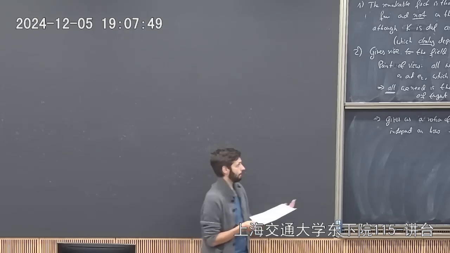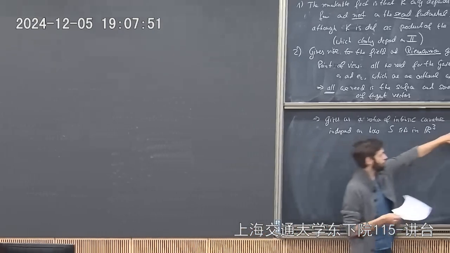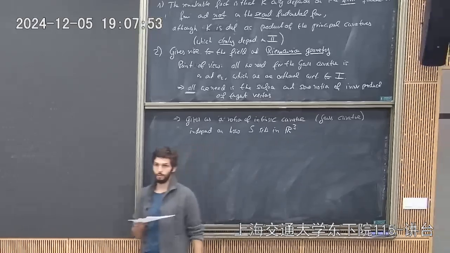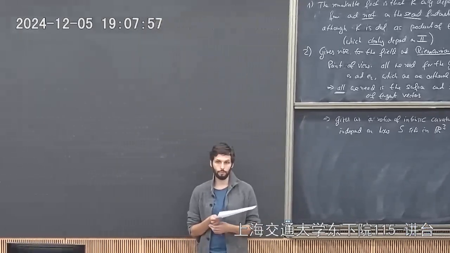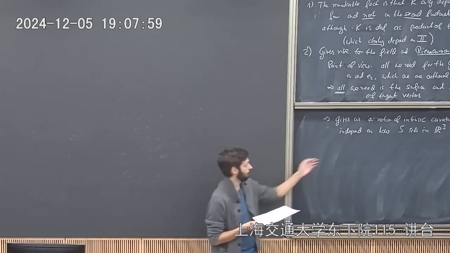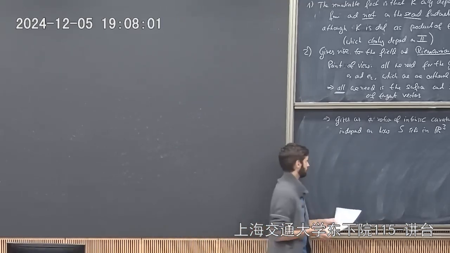We can only measure things that are intrinsic to us. So the only thing that we can measure as ants living on the surface is the Gauss curvature. We can't measure the normal curvatures. We can't measure the principal curvatures. The only thing that we can measure is the Gauss curvature.